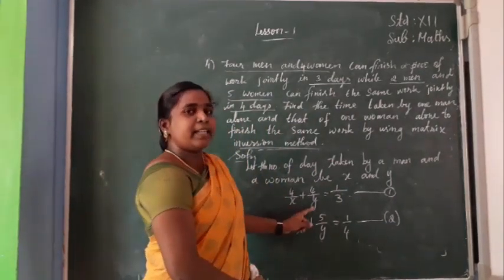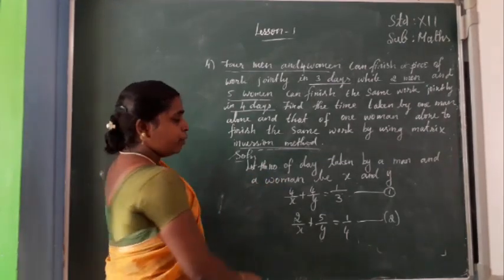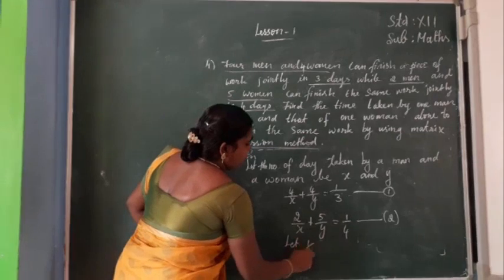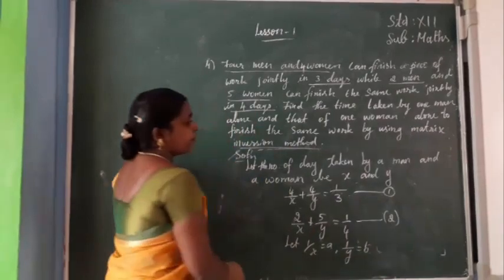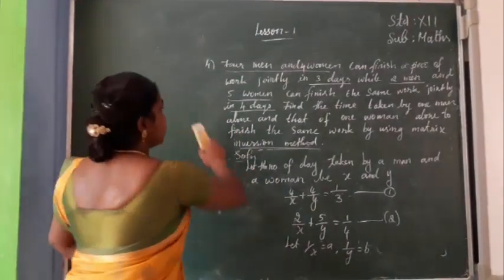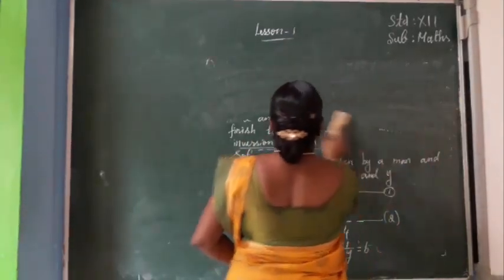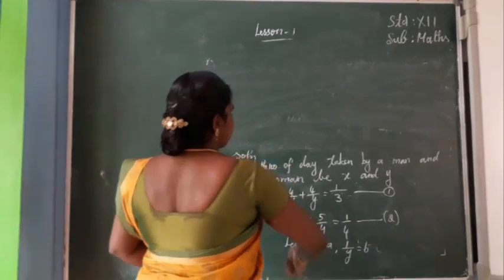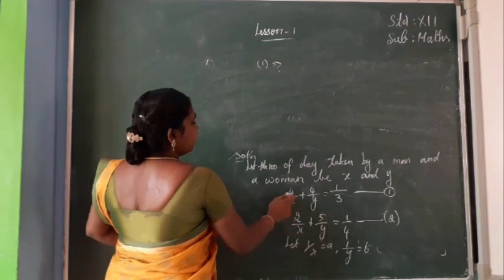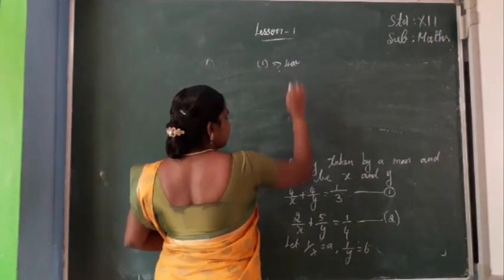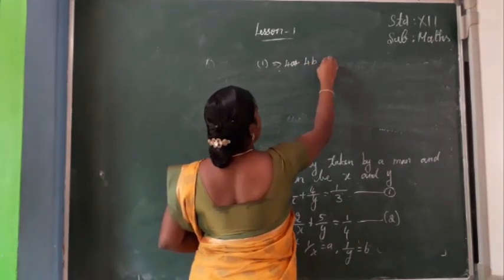Now you see both equations. All the variables are in the denominator, so you convert. Let 1 by x equal to a, and 1 by y equal to b. Now use both conditions. The first equation implies: 1 by x means a, so 4 by x means 4a, plus 4 by y, that is 4b, equal to 1 by 3.